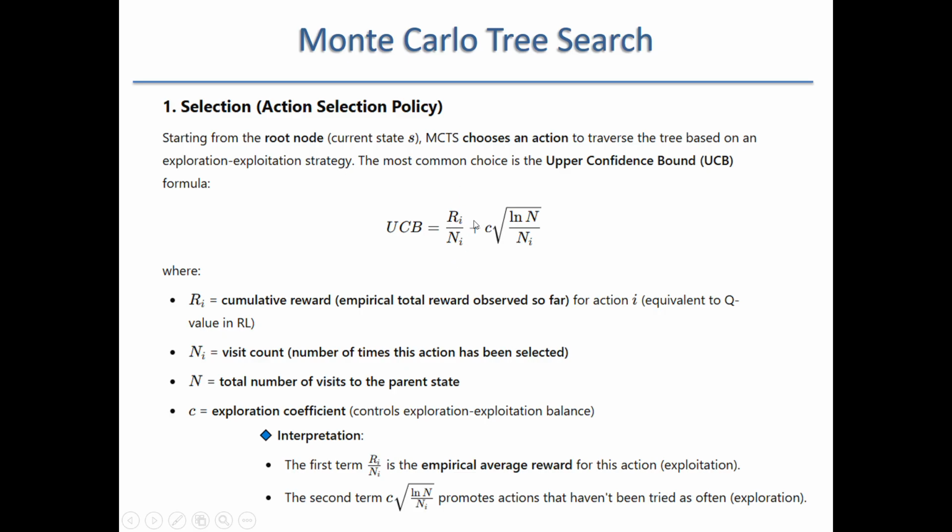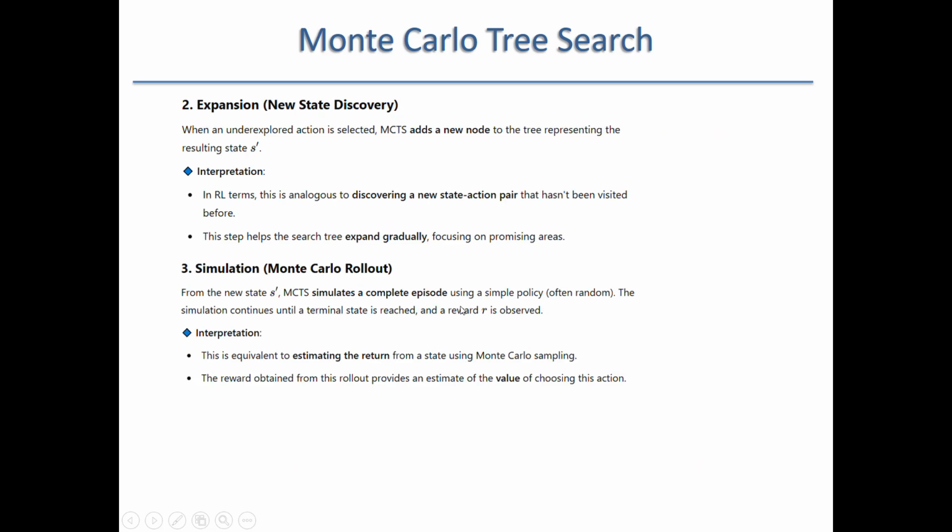This one is related to the current reward. For each action we calculate this thing, called the upper confidence bound, and then we choose randomly among all possibilities with a probability related to this upper confidence bound. That is for the selection, which action to do. Then we have to expand: we add a new node that is the resulting state S prime, and then we simulate from there.